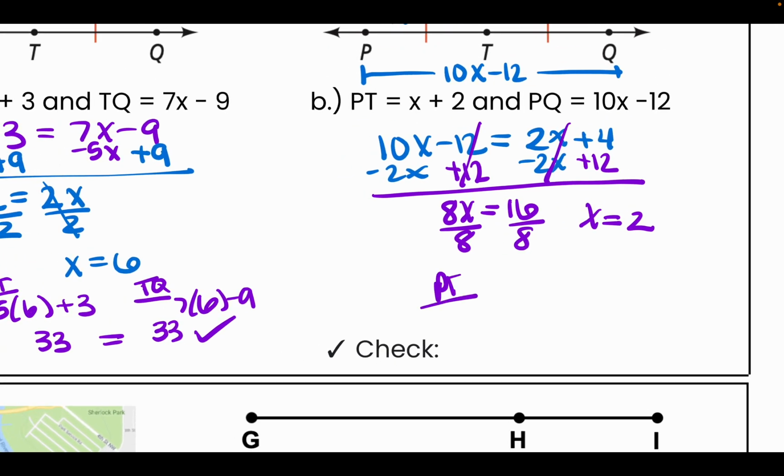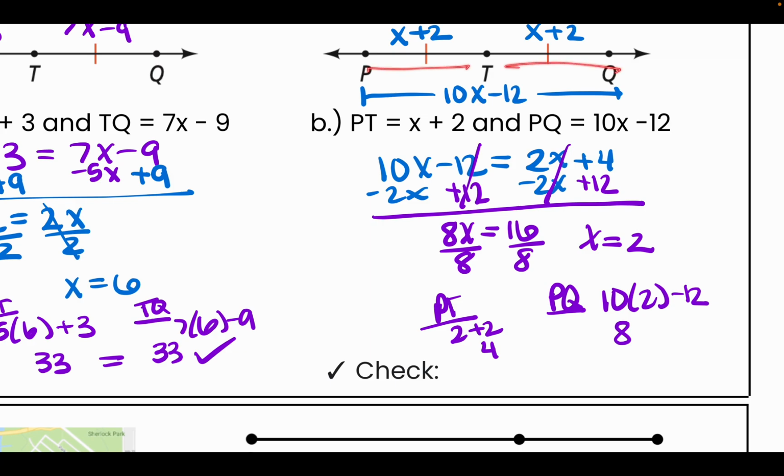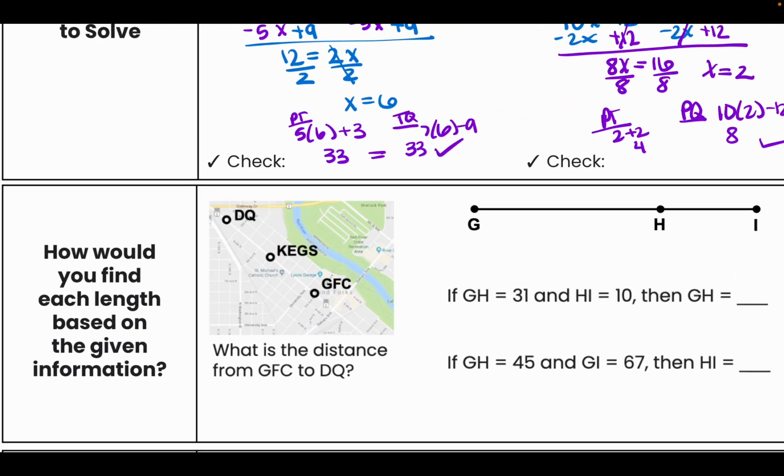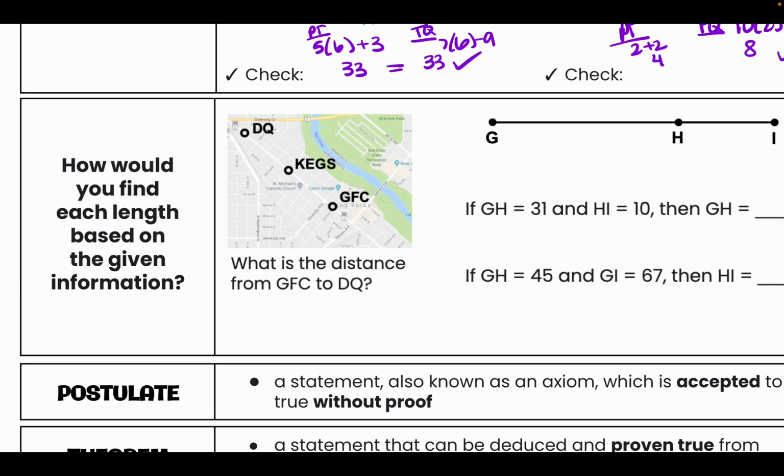So PT is 2 plus 2, so that's 4. PQ is 10 times 2 minus 12. 20 minus 12 is 8. So 4 plus 4 equals 8. Yes, it does. 4 plus 4 equals 8. That checks.